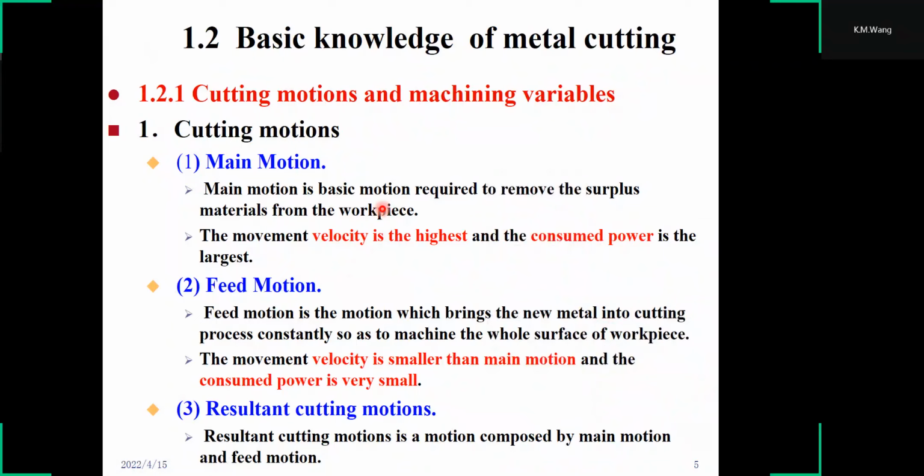There are three important motions we should learn. One is the main motion. What is the main motion? The main motion is the movement where the velocity is the highest, and the consumed power is the largest. In the cutting process, there is only one main motion. All of us should know the main motion has the highest velocity or speed.